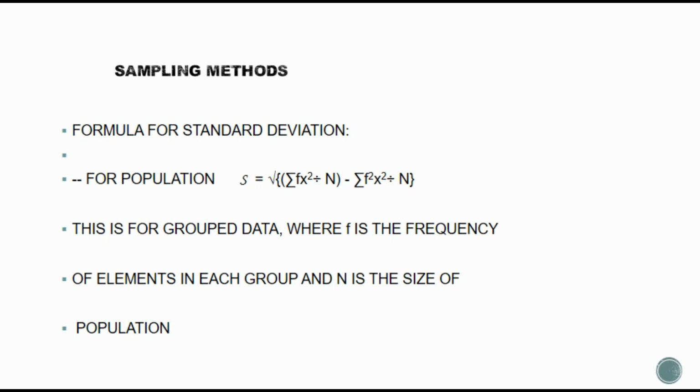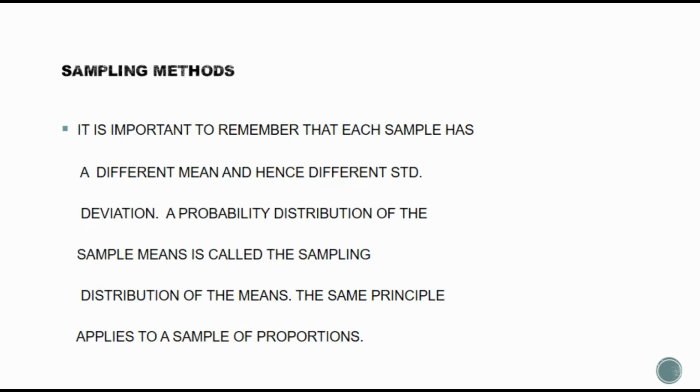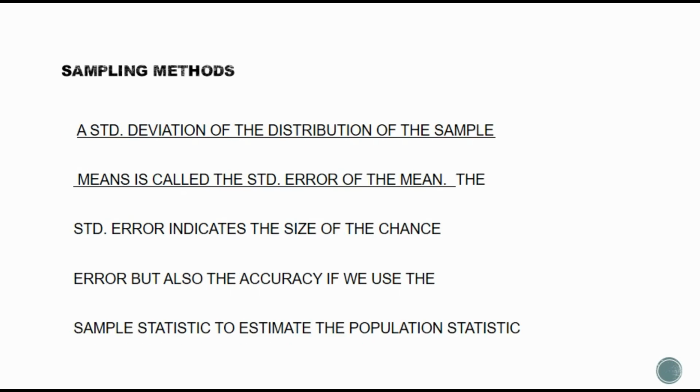Now, these are some of the important formulas. It is important to remember that each sample has a different mean and hence a different standard deviation. A probability distribution of sample means is called the sampling distribution of the mean. The same principle applies to a sample of proportions.